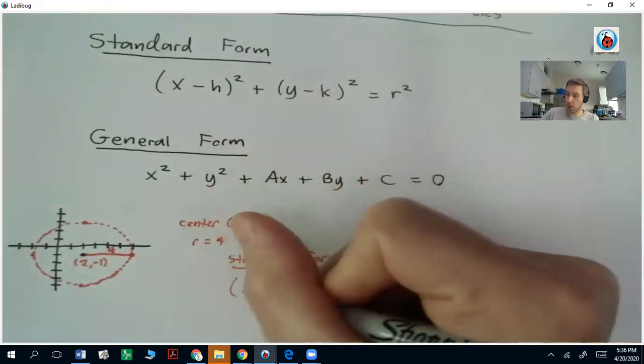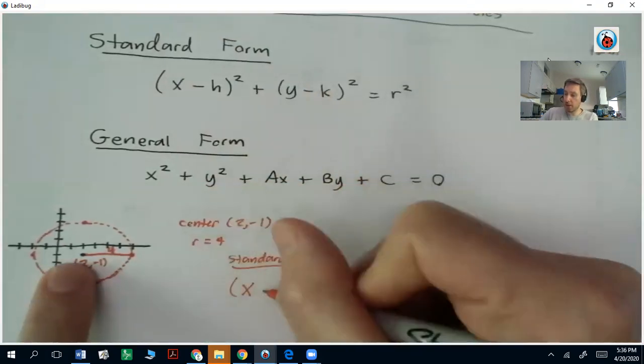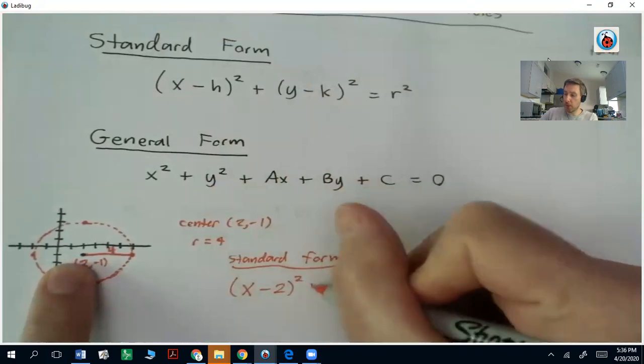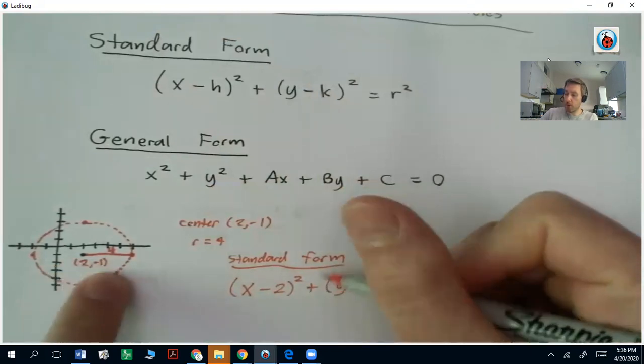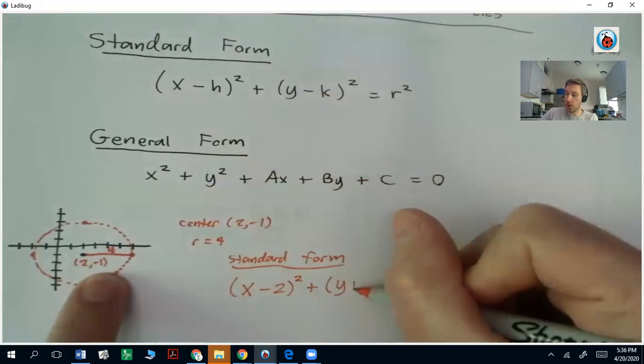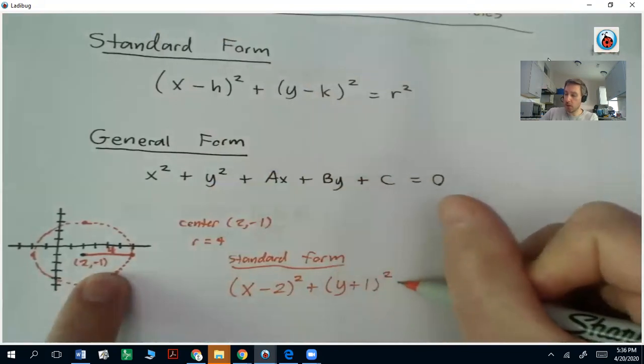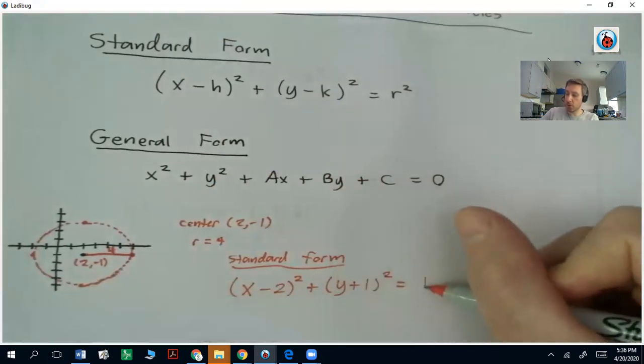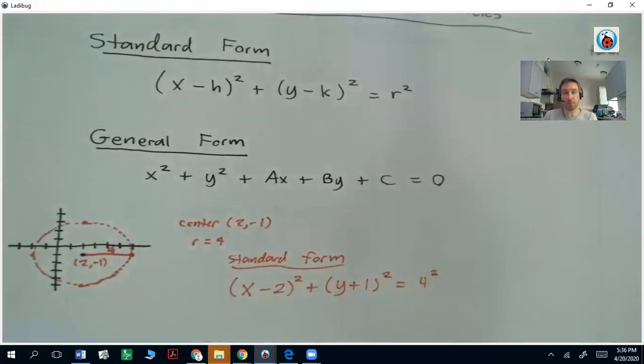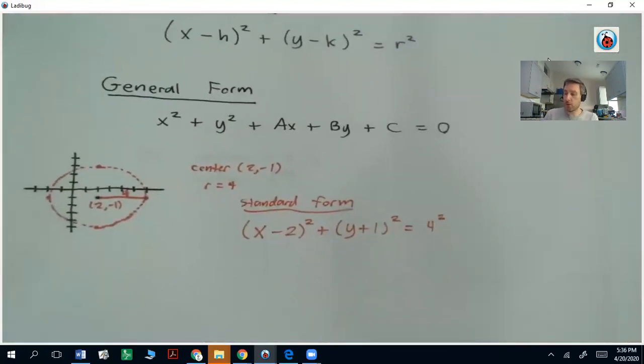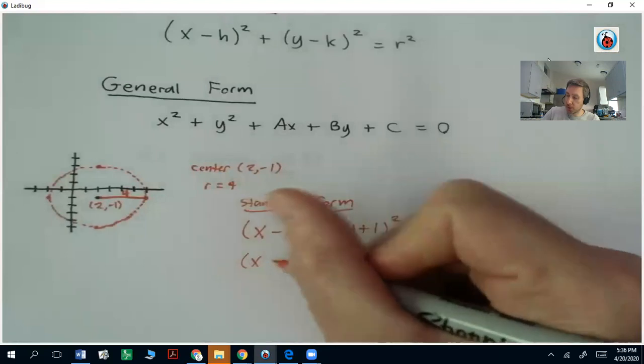We're going to do x minus 2 squared plus y. Remember, we changed the sign, so it's going to be plus 1 squared. Since my radius is 4, we'll say 4 squared, which is 16. So that's your standard form. Let me fix that so it says 16.